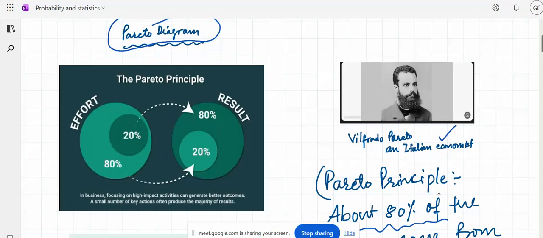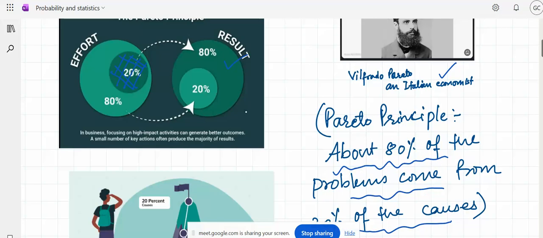So you see, this is the principle. It says that you have to just focus on this 20% part, right? If you just work on this 20%, you have to put in effort for 20%, and you will get 80% of the things done, right? Okay, that 20% is the cause for 80% of the problems. Does that make sense? Right, so this is the Pareto principle.